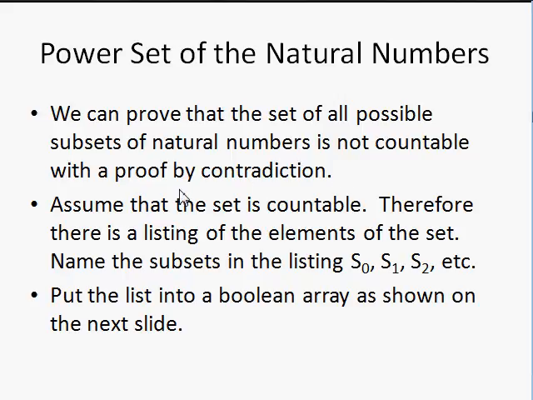So let's go through this. Let's assume that the set is countable. This is the power set of the set of natural numbers. Assume it is countable, and by that assumption there has to be a way to list them all. Now, we don't want to get into the details of a specific listing technique. We just say there has to be a way to list them if our assumption is correct. So let's give variable names to all the subsets. We'll call them S0, S1, S2, and so forth, and we'll put them in a list.